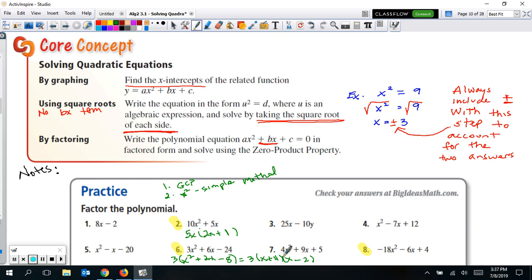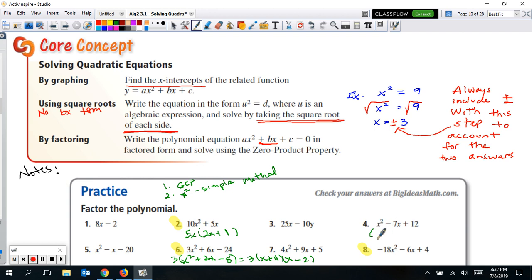Now you can always check to make sure, and you should do that, with FOIL. FOIL is where you multiply the first terms. x times x is x squared. Outside gives you negative 2x, and inside gives you a positive 4x. You would combine those to give you a positive 2x in the middle. And last terms, 4 times negative 2 is negative 8 there at the end. So you always want to use FOIL just to check by multiplying back and seeing, okay, did I do that correctly? So now you should be able to do 4 and 5, because those ones you don't need to factor anything out. They are just ready for the 2 binomials.